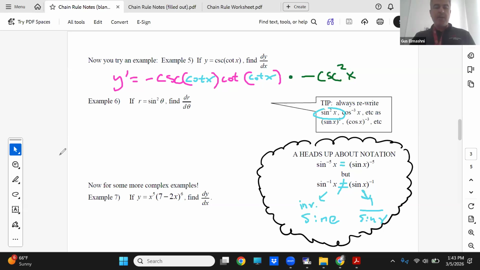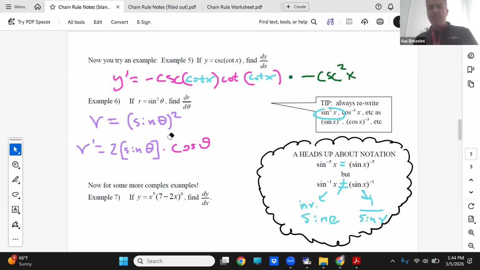Okay, let's look at example 6. So r prime is 2. Actually, before I get too carried away, let's write that first. Now let's do a derivative. 2 sine theta raised to the 1 power. And what's the derivative of sine? Yeah, and by the way, you don't have to write the 1 power. So you just do that. By the way, that's sine 2 theta, in case you guys are curious.